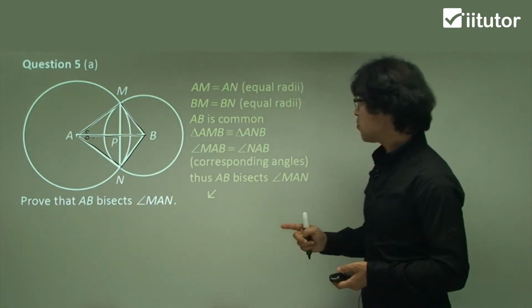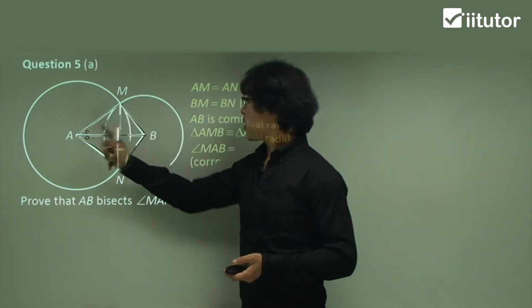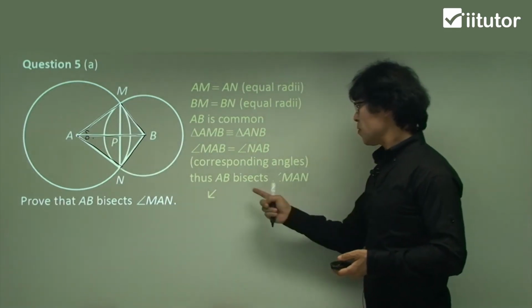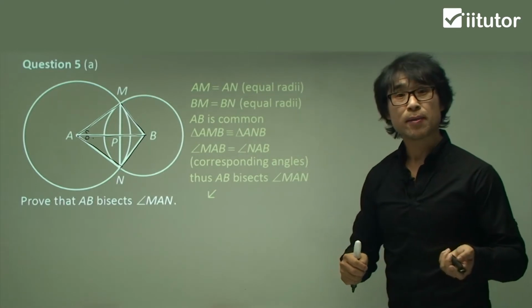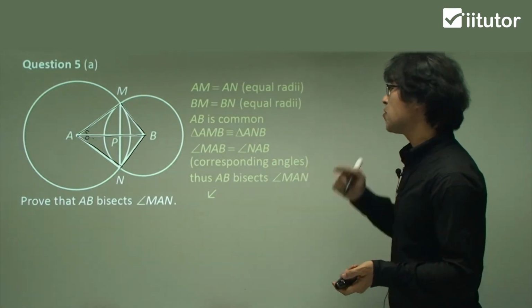Therefore, angle MAB and NAB are the same. So these two angles the same. So therefore, AB bisects angle MAN. So easy. It's quite easy. So we just proved the first part.